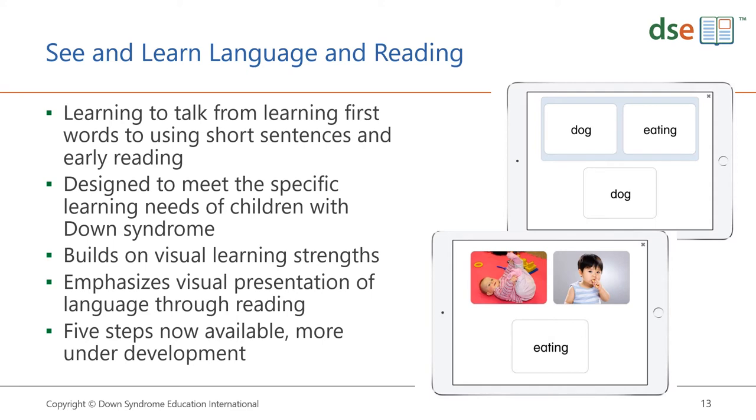So how have we used this information to develop our language and reading programs? Well, we're drawing all the time on research information that's published, but also we have been working at speech and language development in our early intervention services and through our research for many years. So when we put together our See and Learn materials, many of these we have trialled with children in our early intervention services, and some of the videos coming up will show you that. So CLR language and reading then is focusing on learning to talk, from learning first words through to short sentences and using early reading.